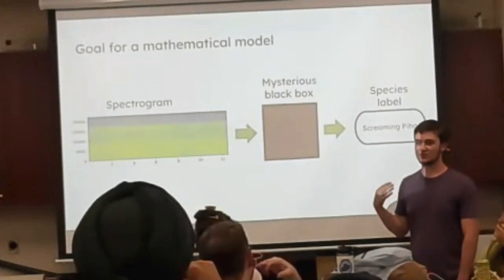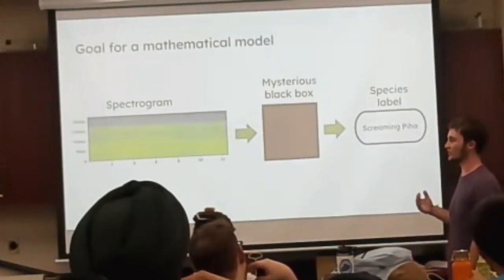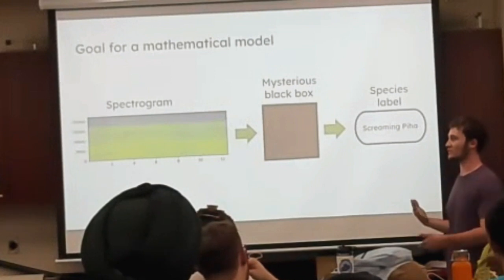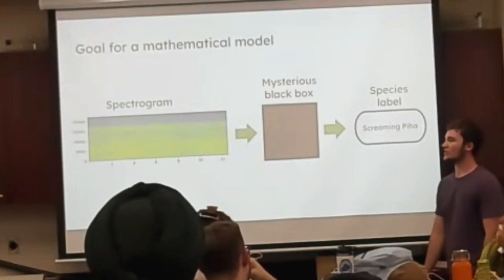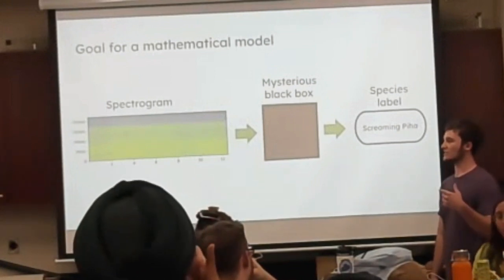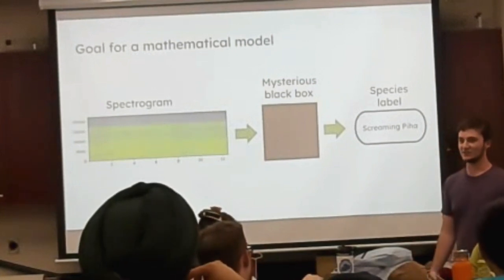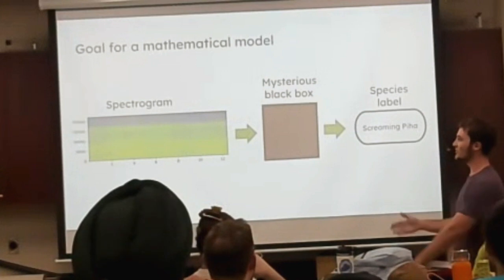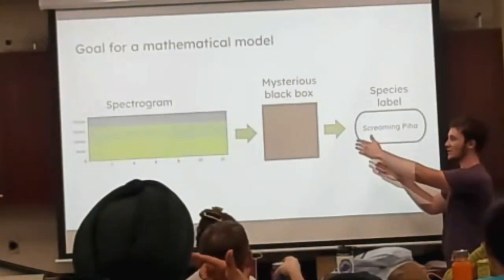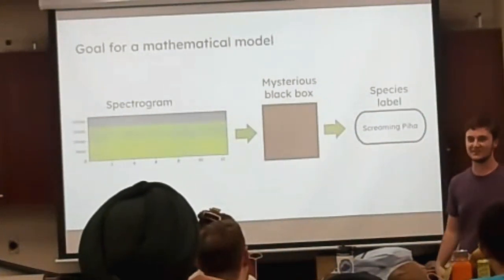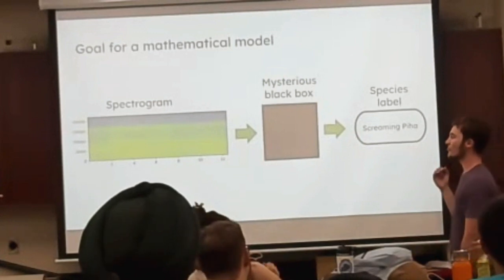And that makes it much easier to recognize patterns because we have a form that is a better way to visualize the data. So now we need to figure out how can we turn this spectrogram into a species label. And with machine learning, they just say, oh, it's a mysterious black box. We have some input and some output, and it's like some mathematical function.